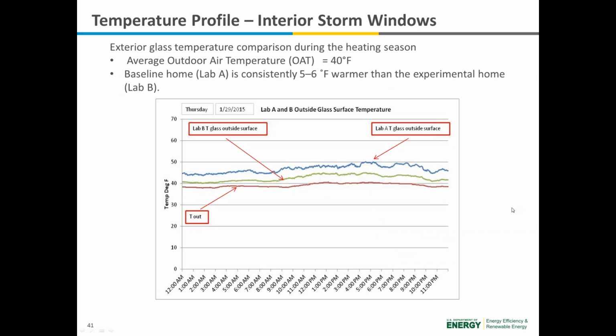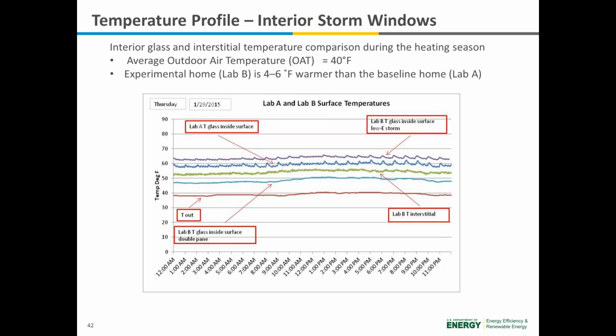So basically what we can see is an exterior glass temperature comparison during the heating season. The average outdoor air temperature during this day was 40 degrees. Lab Home B is the experimental home with the low E storm windows. Lab Home A is the baseline home. And what we're looking at is the outside surface of the primary window. We see that Lab Home A is significantly warmer than Lab Home B on the outside surface of the primary window, and that's exactly what we saw with the infrared images.